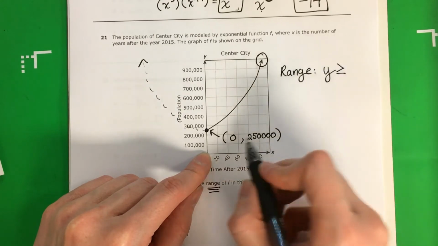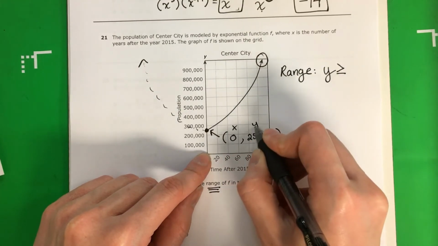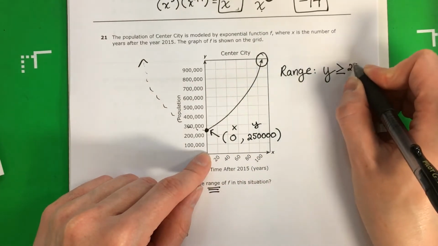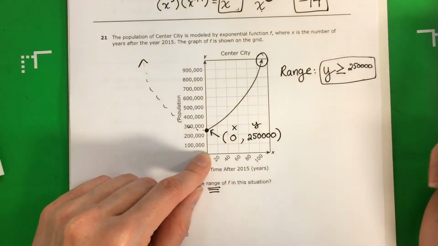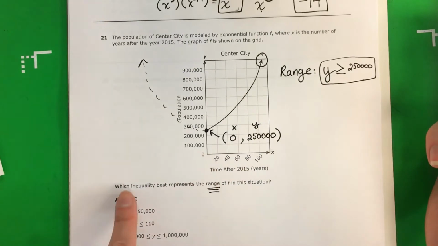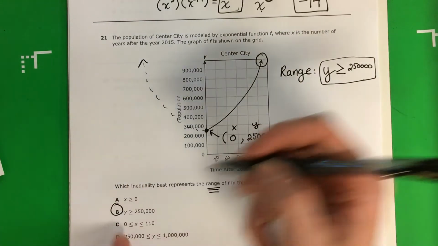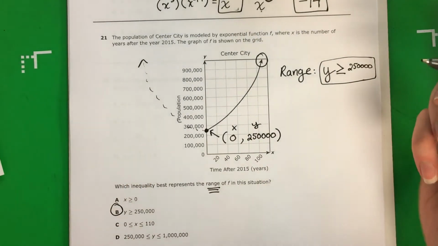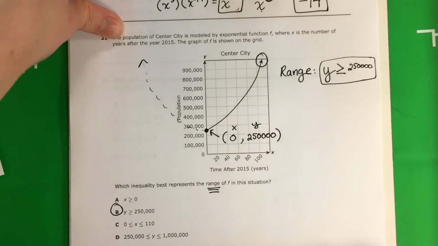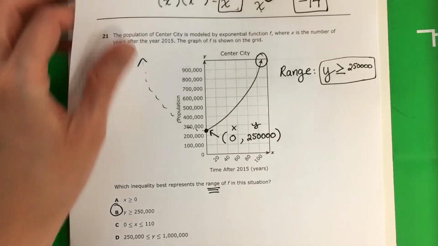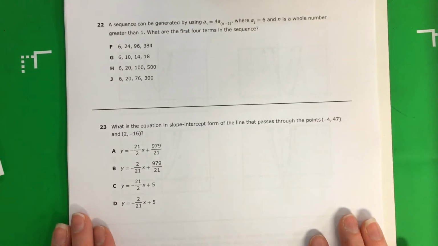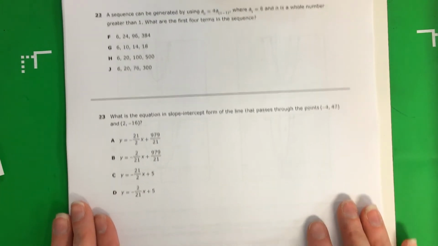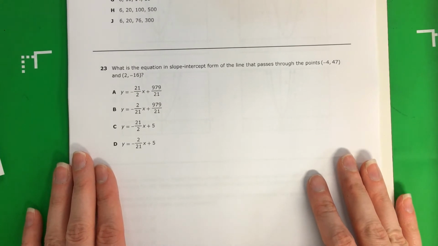And now we need the number for y. The number for y is 250,000. So this one's the answer. So it looks like that would be B. y is greater than or equal to 250,000. I'm going to skip number 22. Let's go to number 23.